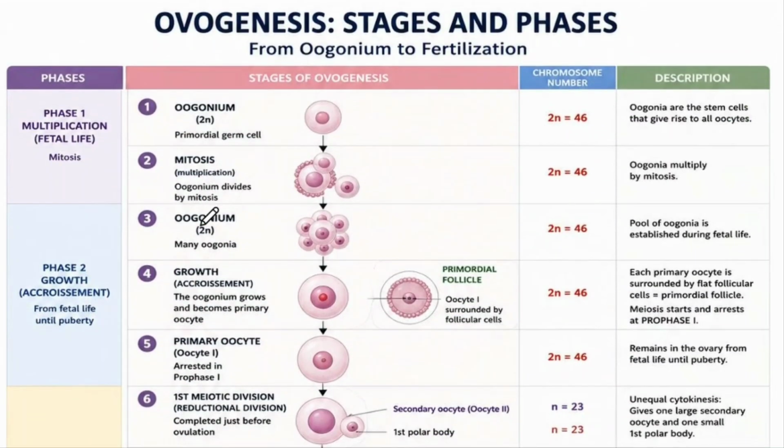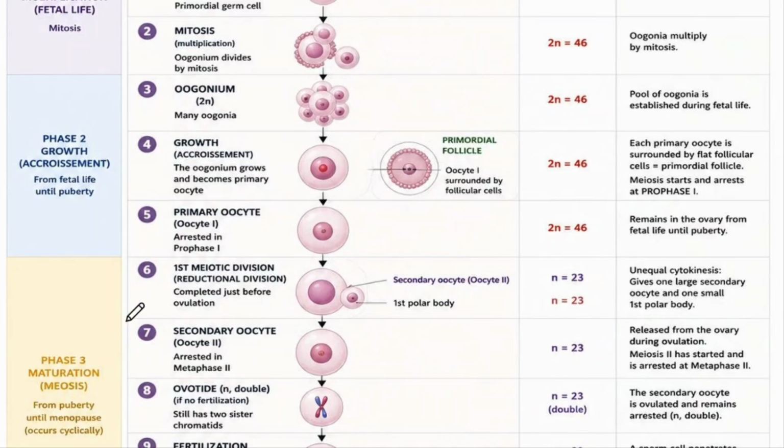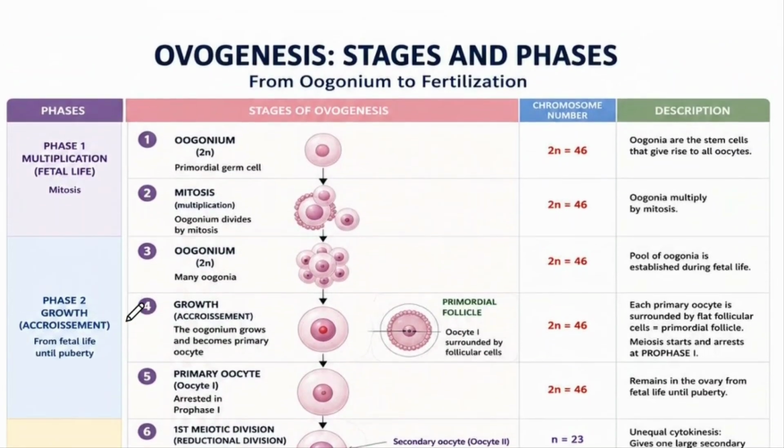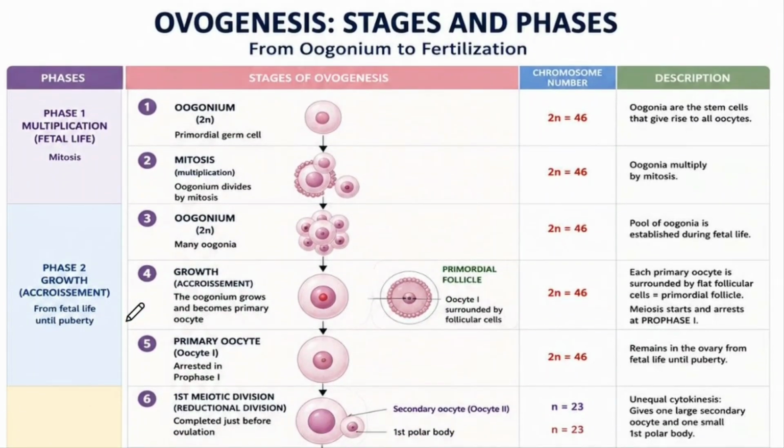Ovogenesis can be divided into three main phases: multiplication, growth, and maturation. The first phase is multiplication. During fetal life, the primordial germ cells differentiate into ogonia. These ogonia divide by mitosis, increasing their number.